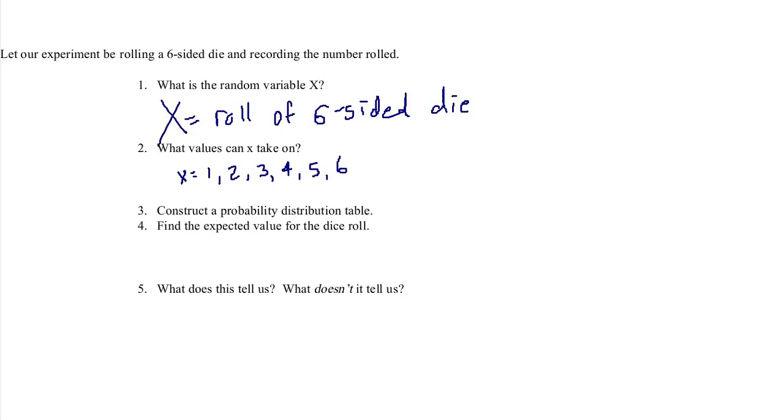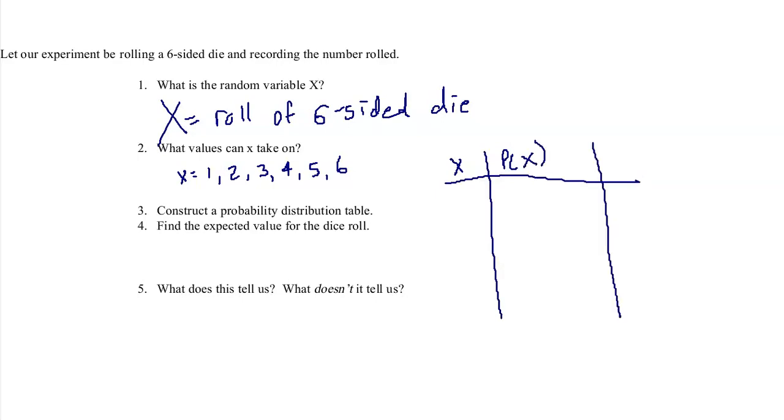If we construct a probability distribution table, remember we're going to put our x and our p of x. Now our book also puts a third column. That's not part of the regular probability distribution table, but it's important if we're going to calculate our expected value more by hand rather than putting our data into the lists and letting the calculator do it.